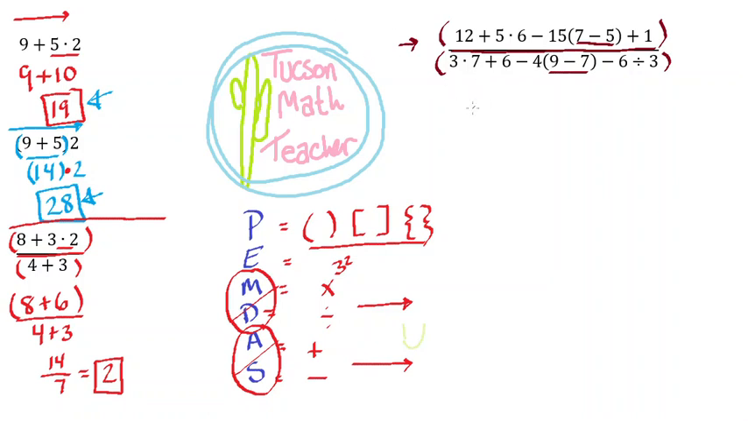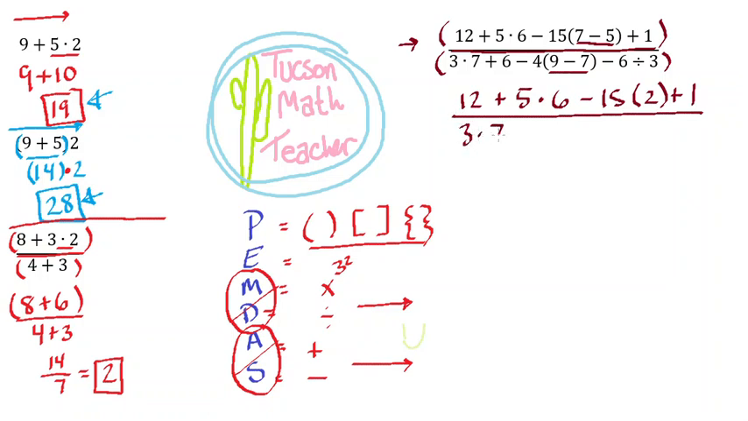Let's go ahead and rewrite this once. So 12 plus 5 times 6 minus 15 times 7 minus 5 is 2, plus 1. We'll rewrite the denominator. 3 times 7 plus 6 minus 4 times 9 minus 7 is also 2, minus 6 divided by 3.